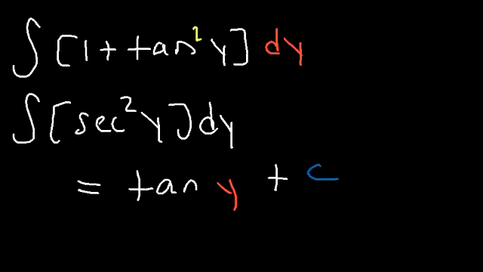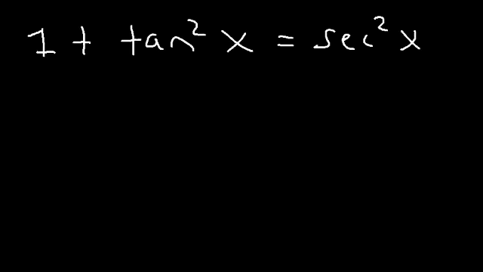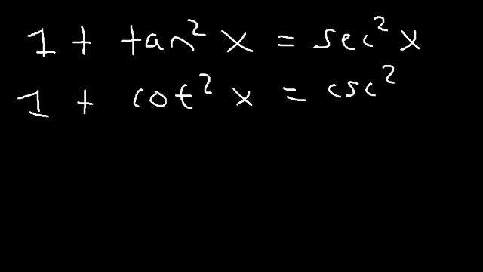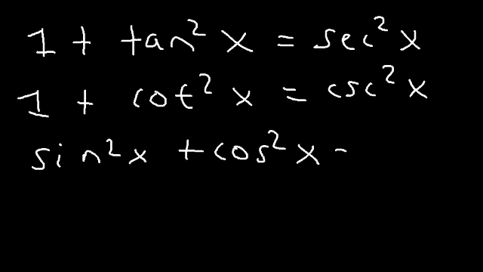So make sure you know the common trigonometric identities. So the first one that we mentioned, 1 plus tangent squared is secant squared. Make sure you know that. 1 plus cotangent squared is cosecant squared. Sine squared plus cosine squared is equal to 1.